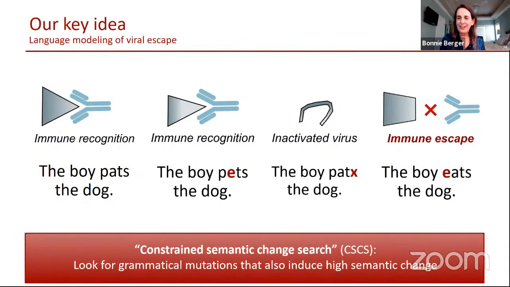So the problem that we came up with is to look for mutations in the grammar of languages, or the grammar of biology, or the rules of the grammar, that also induce high semantic change. And we call this constrained semantic change search. In other words, we want enough of a change in the semantics, or meaning, of the protein, but it still is grammatical. That is, it can still infect host cells and cause disease.